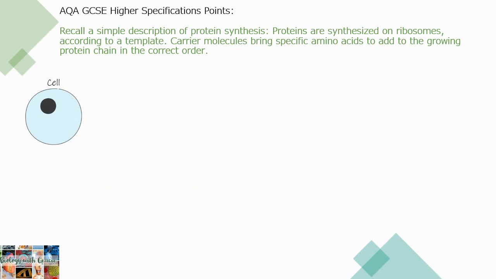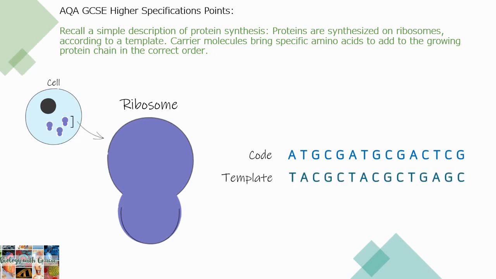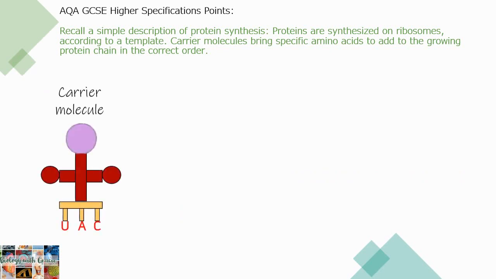So here we have our cell, and cells contain ribosomes in the cytoplasm, and ribosomes are where proteins are synthesized. So this is our genetic code we have here, and this is our template. So on one strand of the DNA is the code, and on the other is the template. So it's basically a reflection of the genetic code, which is then processed by mRNA, and this is what travels into the ribosome to code for the protein. But you don't need to know it in that much detail. So all you need to know is that the proteins are synthesized on these ribosomes according to a template. Then we have some molecules that are referred to as carrier molecules by this specific specification.